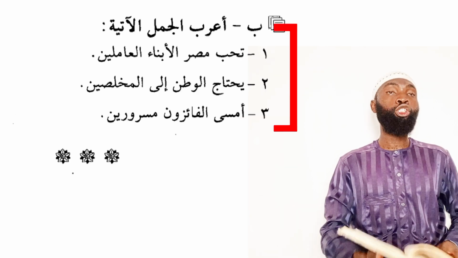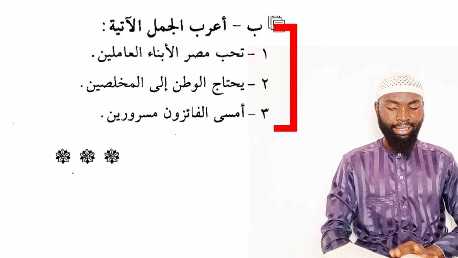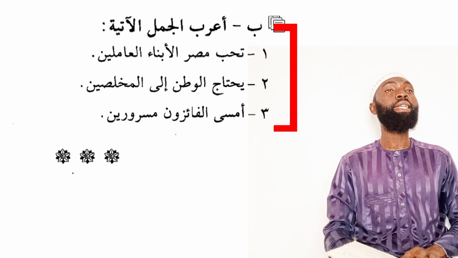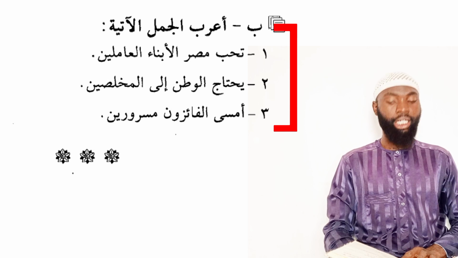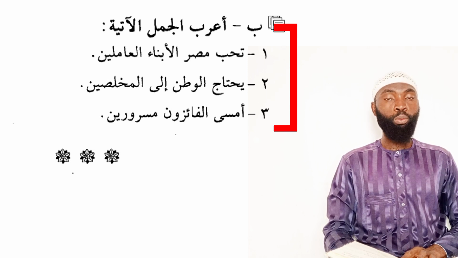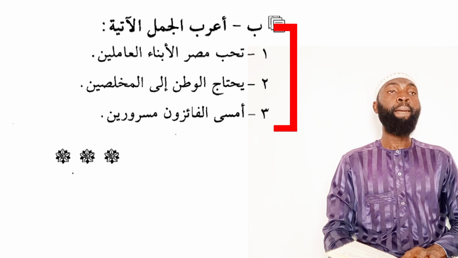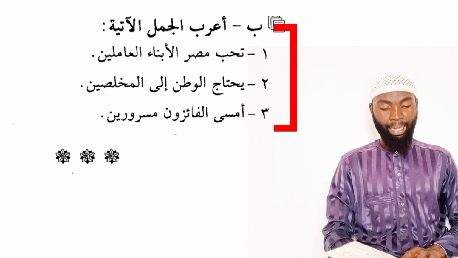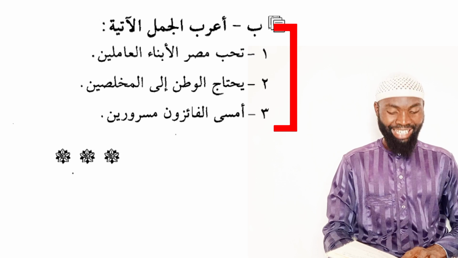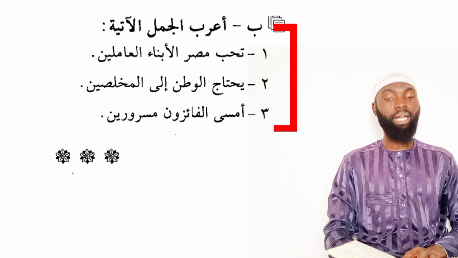Now we have Arab al-Jumal al-Atiyah, analyze the following sentences. The first one says, Tuhibbu Misrul Abna al-Amilin. Egypt loves working children. So here we have Tuhibbu fi'l mudari' marfu' bid-damma, Misru fa'ilu marfu', al-abna maf'ulun bihi mansub bil-fatha, al-amilina mansub bil-ya li'annahu jam'u dhakar salim.